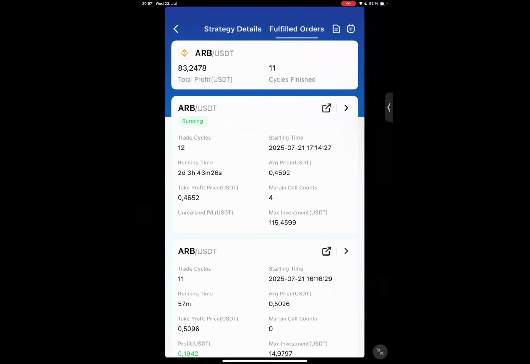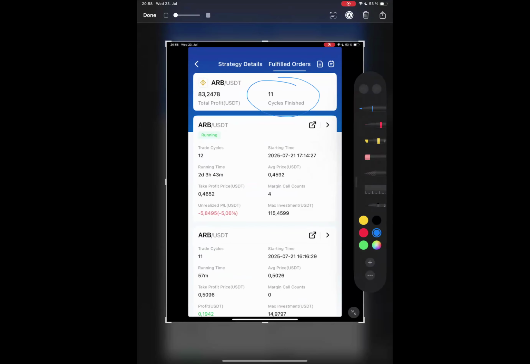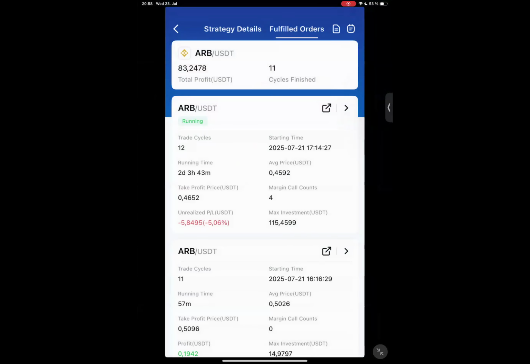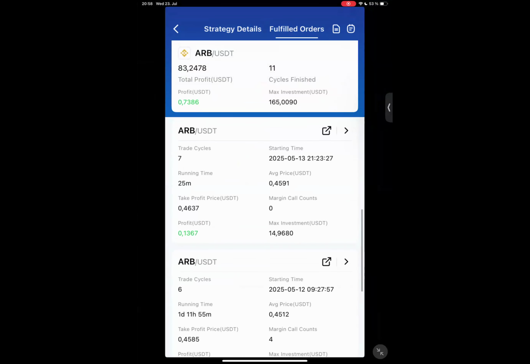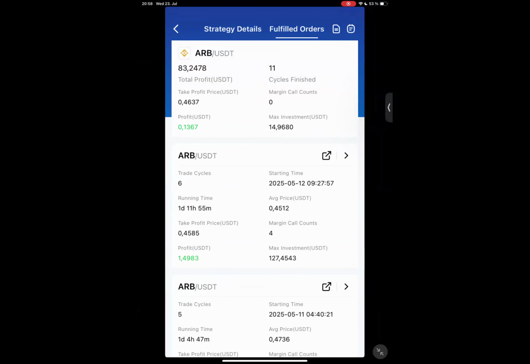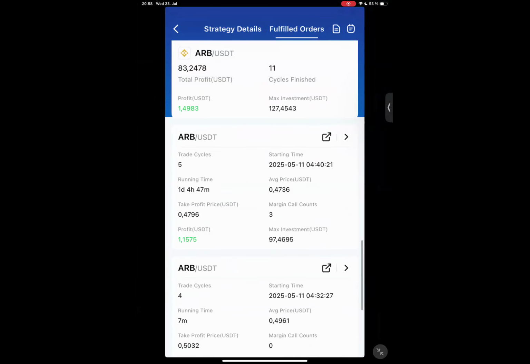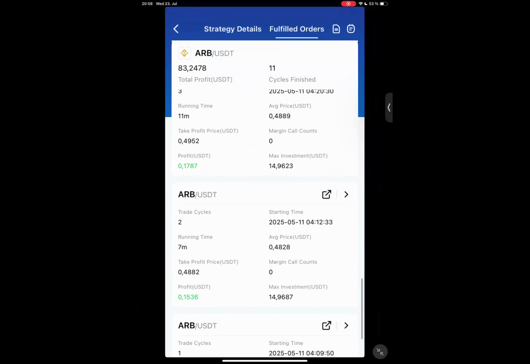But we have fulfilled orders at the top where you can see how many cycles this trade has completed. It has finished 11 cycles. It's on the 12th one, which is currently running. And this is the total profit that has been made, 83 USDT. Now you can see the maximum investment here, 115. Then we have 14, then 450, then 197, 165, 14, 127. Then we have 97. Then we have 14 again, 14 again.